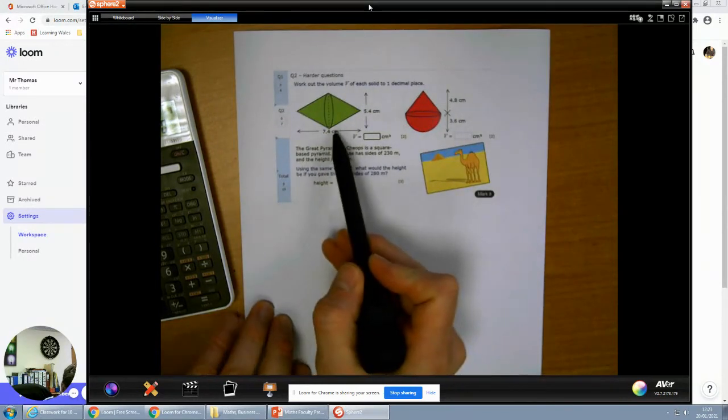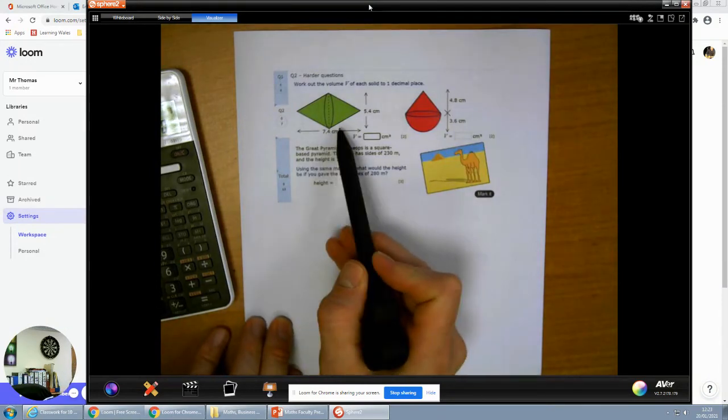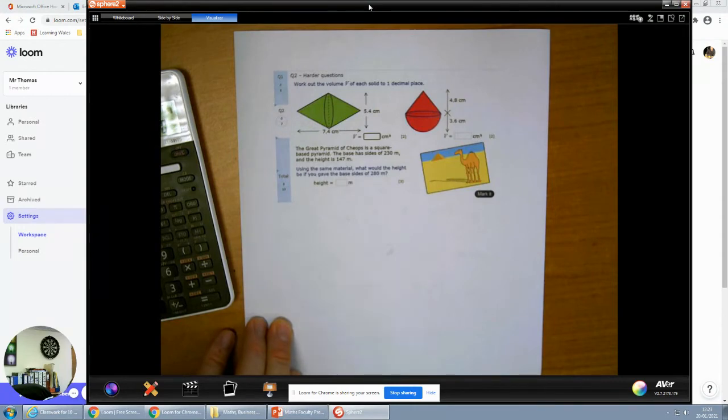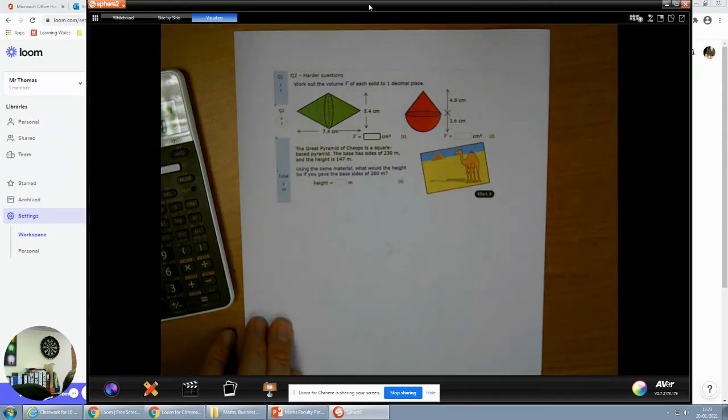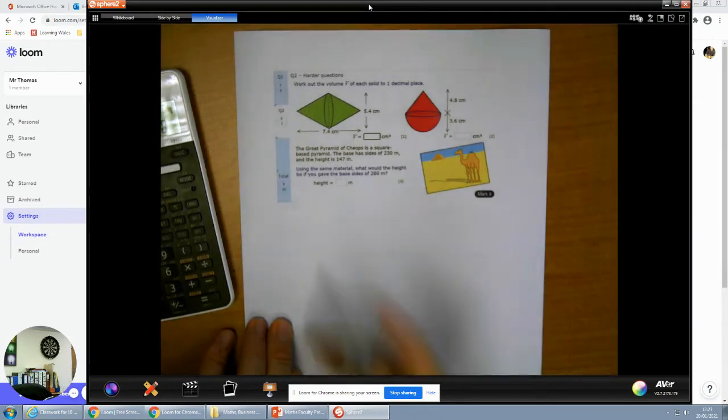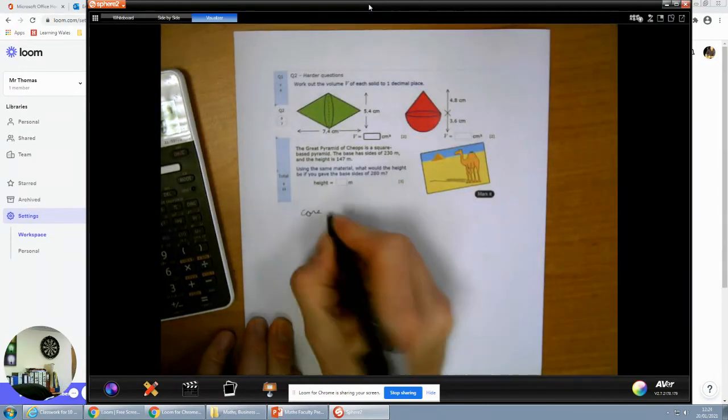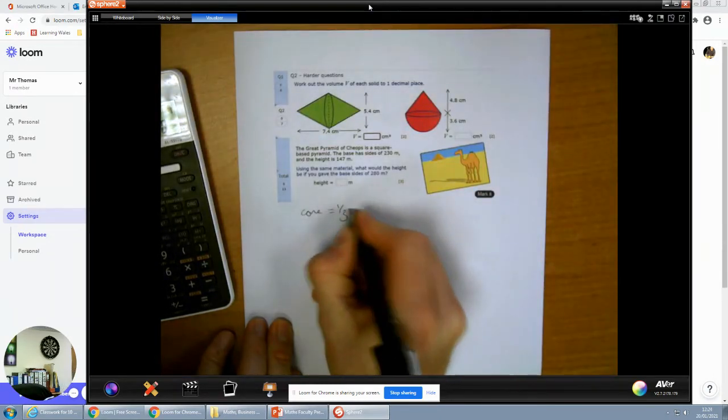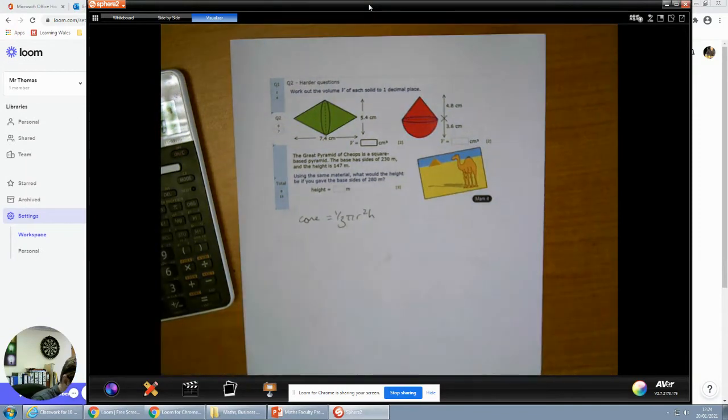Let's tackle this one first. So here I have 2 cones back to back, effectively, right? So to get the volume of that whole shape there, I need to find the volume of one of the cones and then double it, right? So the volume of a cone is 1/3 pi r squared h.